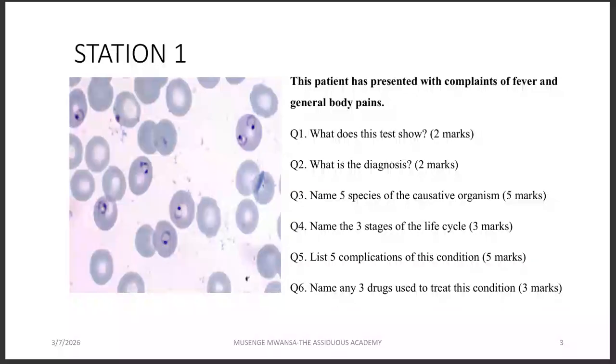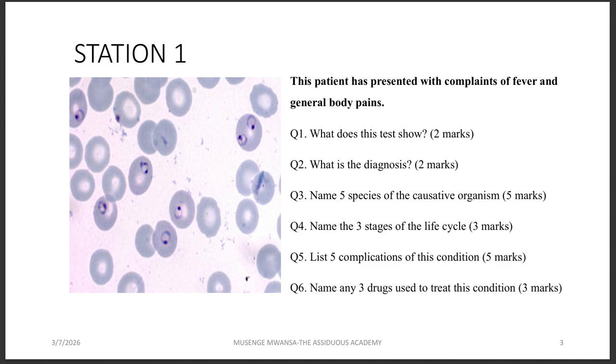So you have those three. List five complications of this condition. Any complication for malaria? AKI, anemia, outbreak, pulmonary edema, and cerebral malaria. Okay, very good. So malaria, you have two forms. We have what we call uncomplicated malaria and complicated malaria, which is also known as severe malaria.